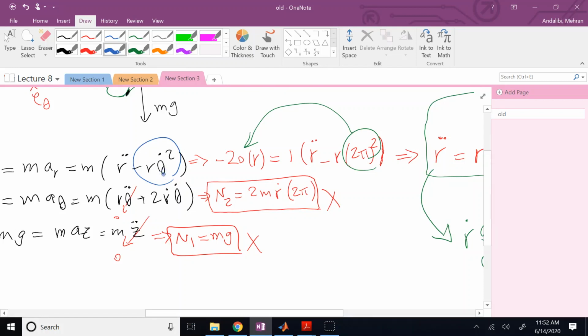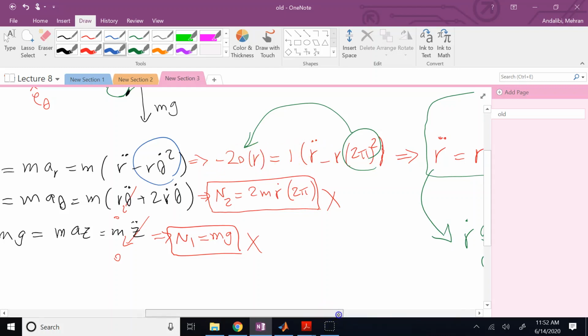Okay? Or if you see it here, that's where this 4 pi squared has gone to the other side and added to negative 2n. If this term was not there, in other words, the bar was not rotating, so theta dot was 0, then what would you get for a differential equation? You would get r double dot equal negative 2n r.